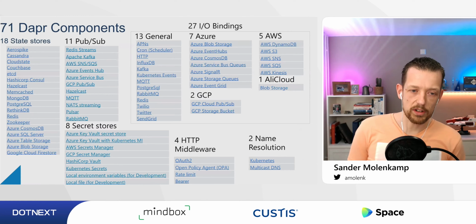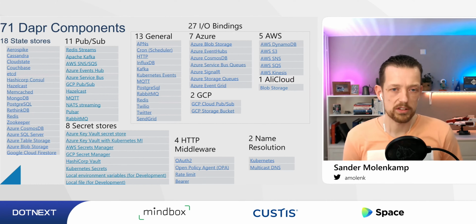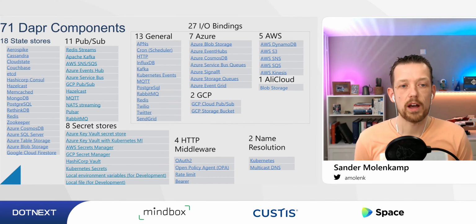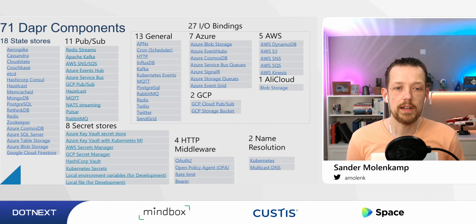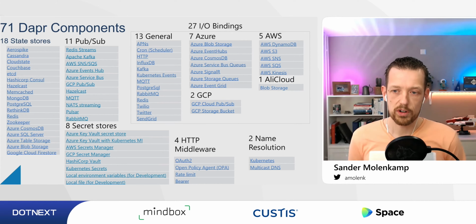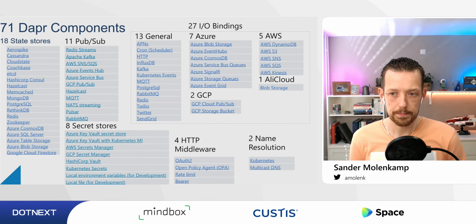Okay, so I've already talked about some of the components. This slide is now, I think, two months old. So there are even more components available now for Dapr. As you can see here, there's just a lot of choice in infrastructure and middleware that you can plug into these building blocks. And that's still growing because there's a very nice, vibrant community around Dapr.